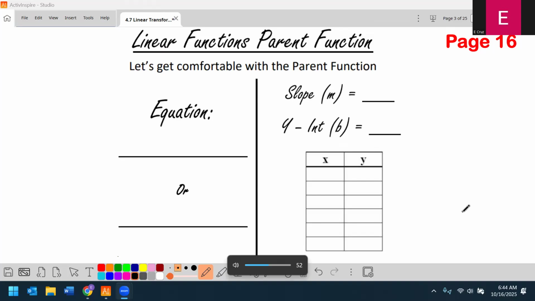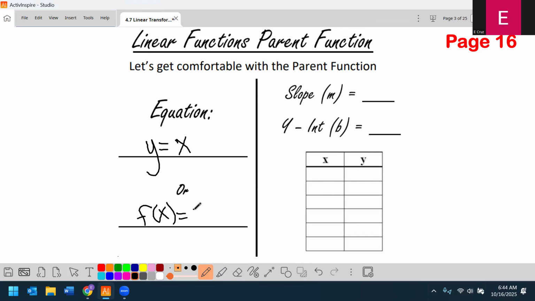Okay, in this video, we are learning about linear transformation. So we're starting on page 16. First, you have to understand what the parent function is. The equation for the parent function is y equals x. You have seen this equation before. You may also see it as f of x equals x. Remember that y and f of x are the same thing.